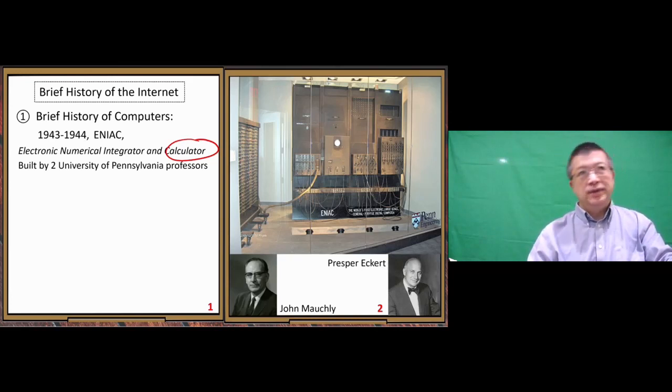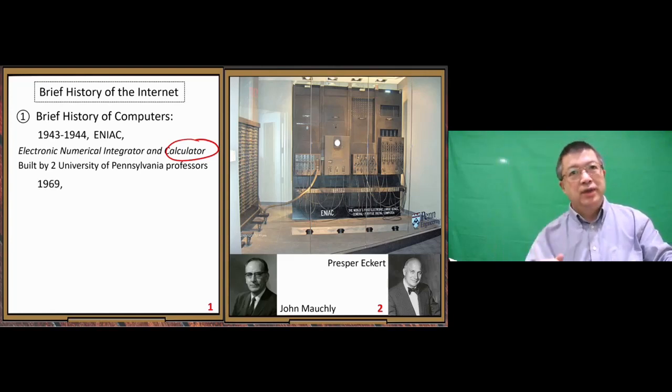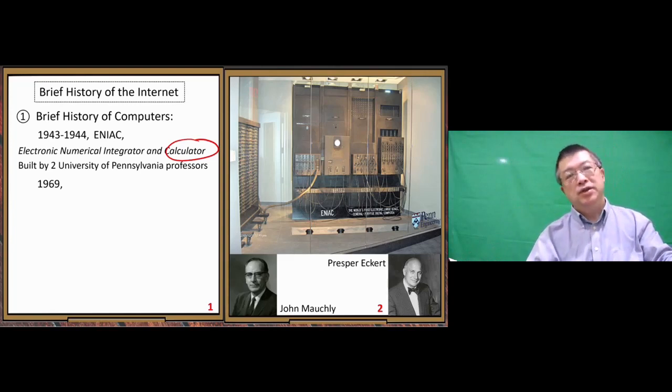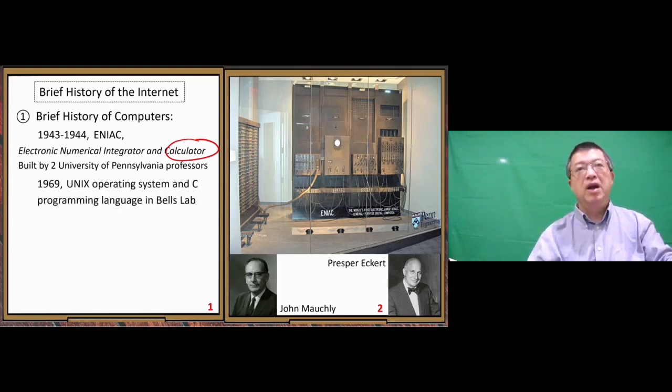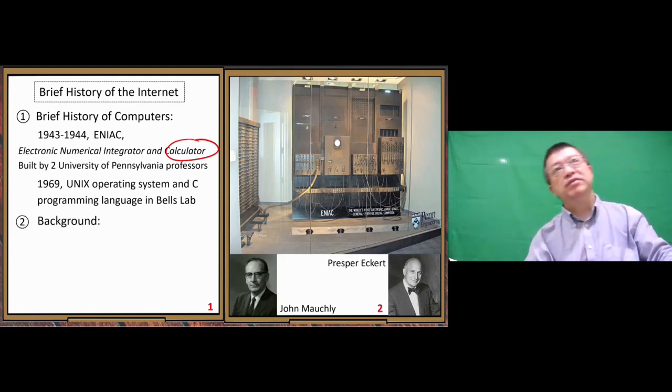Next, after that hardware milestone, the software milestone. In 1969, the Unix operating system and C were developed in Bell Labs. Yeah, that's another big milestone in computing technology. All right, now let's move to the internet, the networking.